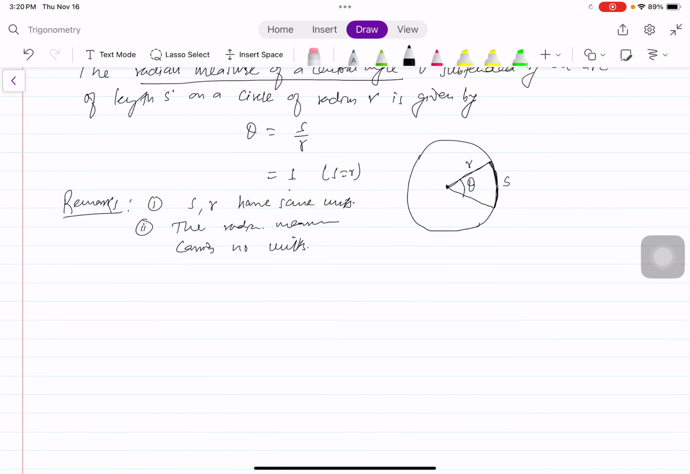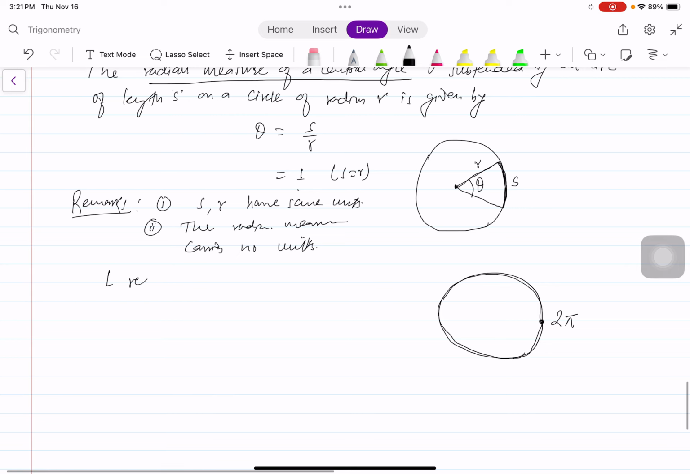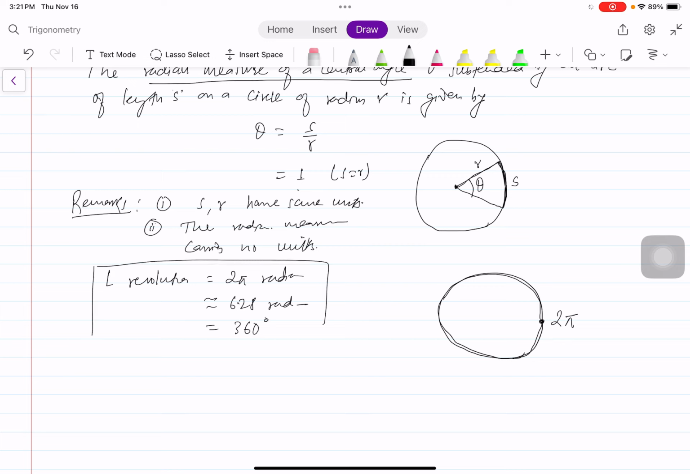Since we are dealing with a circle, if you notice, say you started at this point, when you revolve one complete rotation, you are obtaining one revolution, you are making an angle of 2 pi. So one revolution equals 2 pi radians, which is approximately 6.28 radians, and in degrees it is 360 degrees. So this is a very important point to notice.